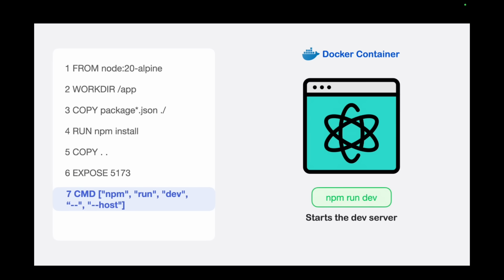The last command that we have is npm run dev -- --host. This is the command that runs when the container starts. But with npm run dev alone, it listens only on localhost inside the container, which means our browser cannot access it. The --host flag means it's actually forwarding traffic to our browser so that we can access it. So friends, this is going to start the dev server.